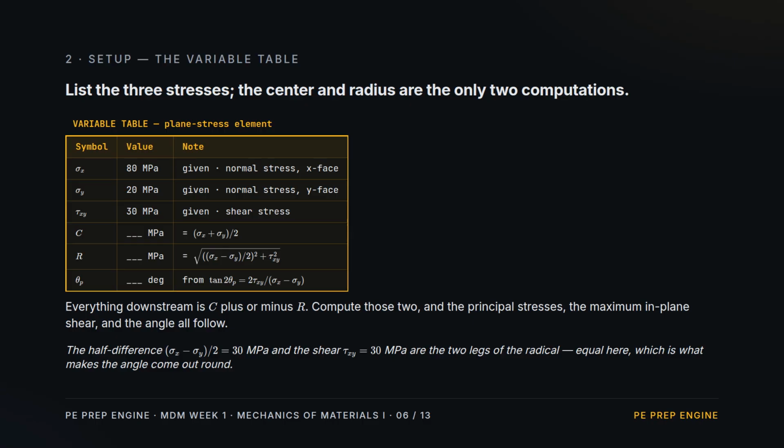Setup. Drop the three given stresses into the table. Then leave blanks for the center, the radius, and the angle. Only two real computations sit underneath everything: the center and the radius. Get those two, and the principal stresses, the shear, and the angle all drop straight out.